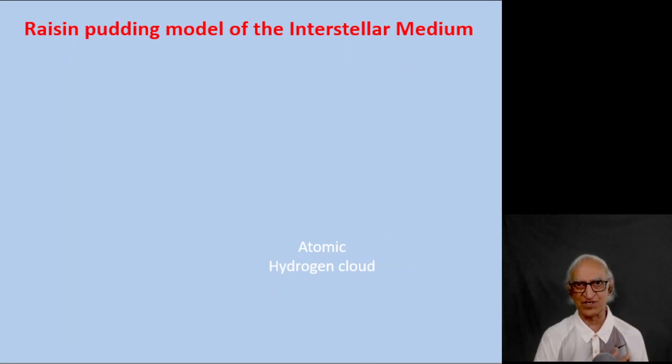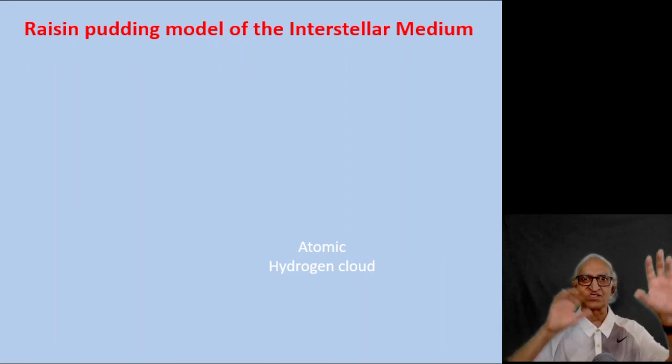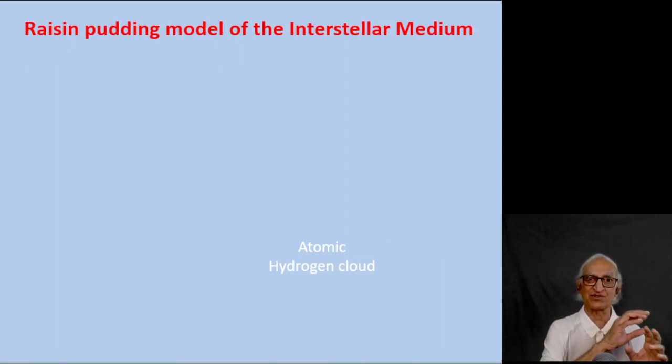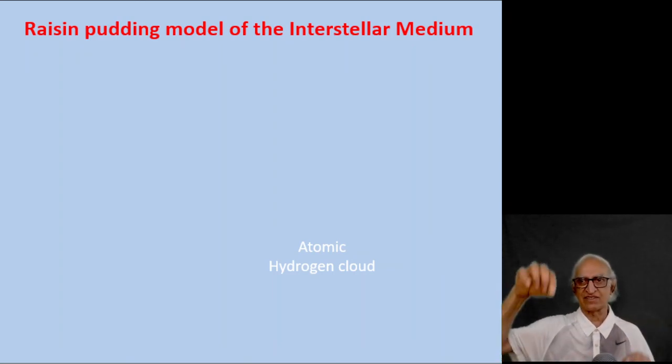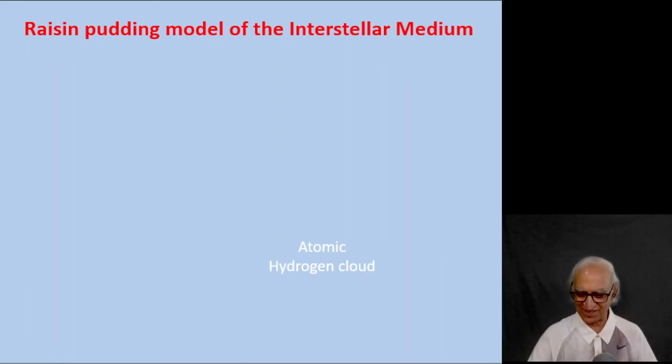If you look out of your window where you're watching this video, you will see clouds in our atmosphere. So what is it that you see? You see a diffuse atmosphere and there are discrete clouds. So it is not as though there is vacuum and there are these clouds. There is diffuse atmosphere, there is cloud. The same thing obtains in the interstellar medium. So it's like a large pudding with raisins embedded in it, or cashew nuts in your halwa, okay?